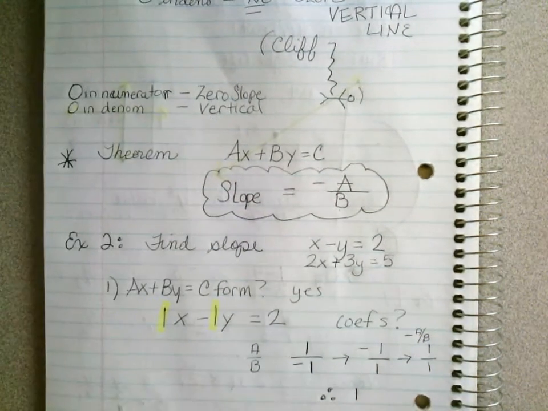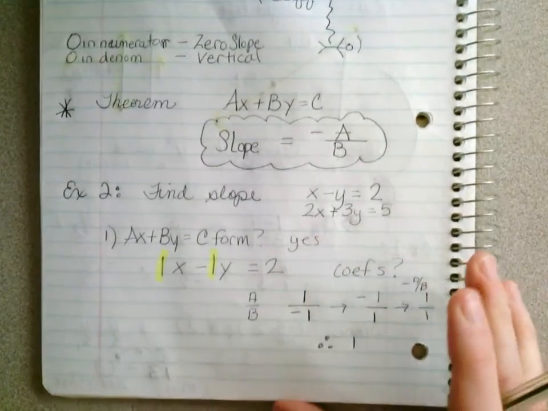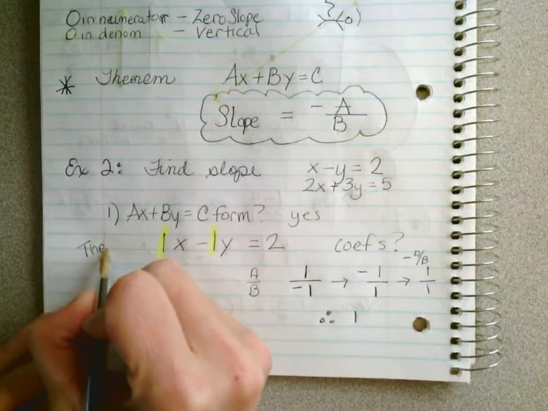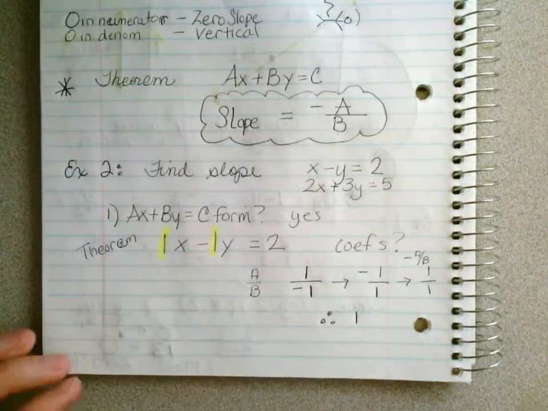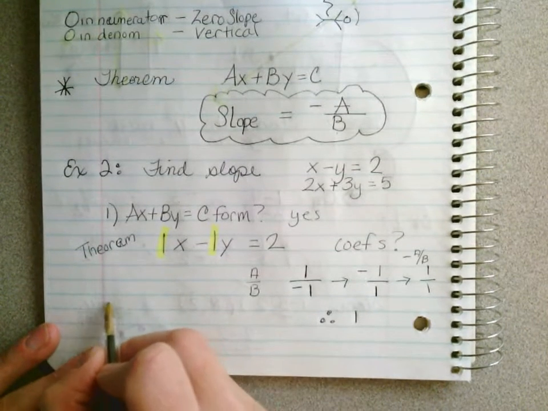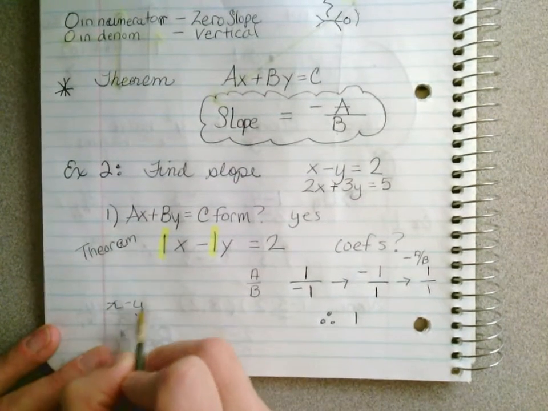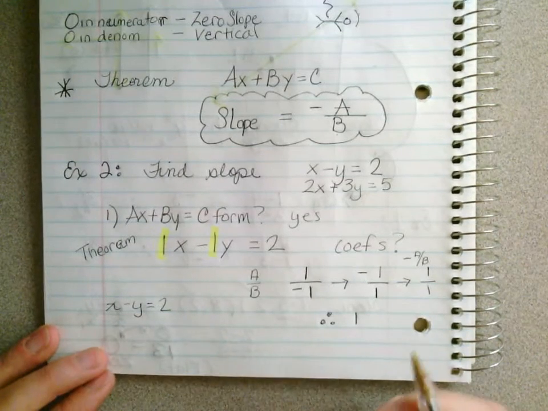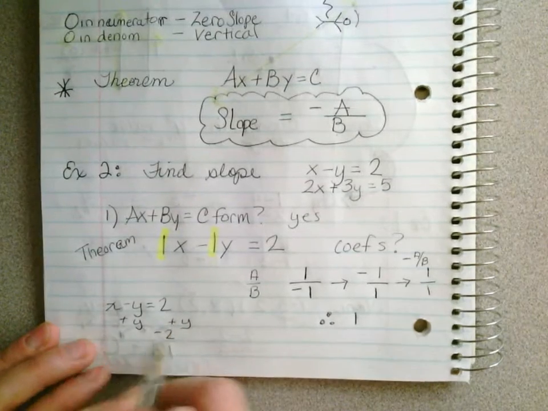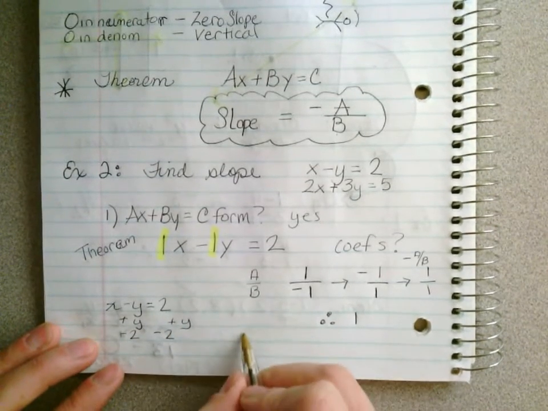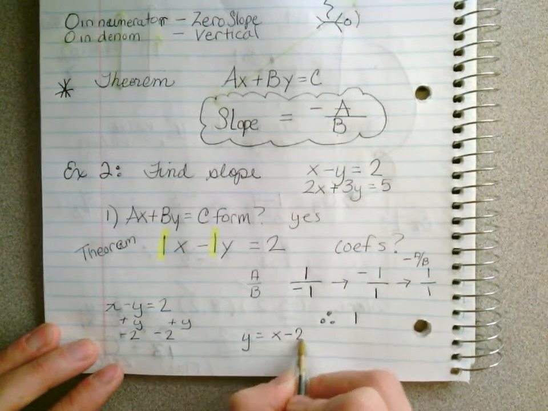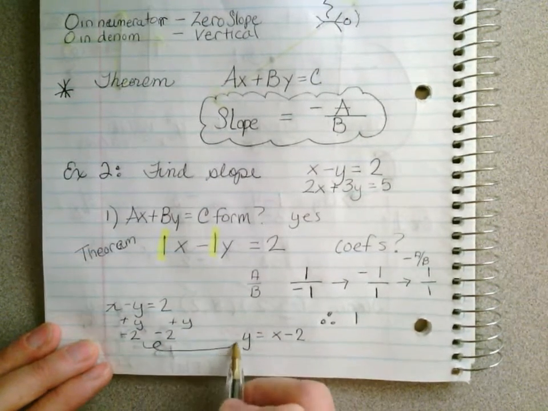Now the book shows you another way of doing it. You can solve for y. This is using the theorem. You can also solve for y, and I'll show you what I mean by that. X minus y equals 2. If I add y and subtract 2, I end up with y equals x minus 2. I kind of just quickly did this.